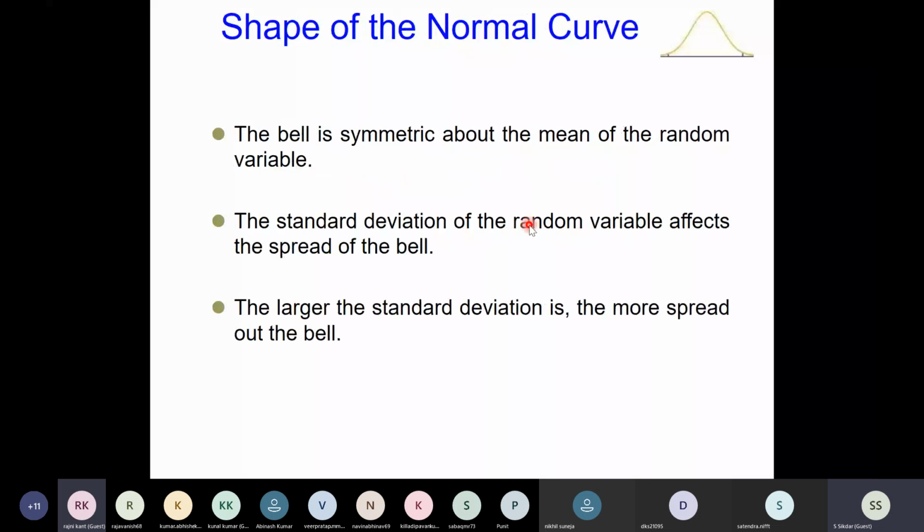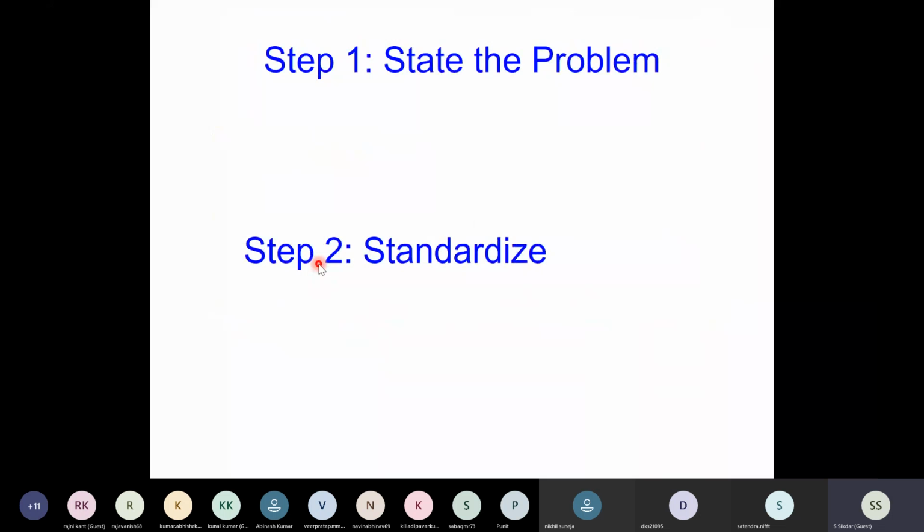Okay, so we already talked about this. The bell curve is symmetric about the mean of the random variable. The standard deviation of the random variable affects the shape. So if your standard deviation is more, the bell shaped curve will be more spread out, and the larger the standard deviation, the more spread out it will be. So state the problem, standardize, same thing.